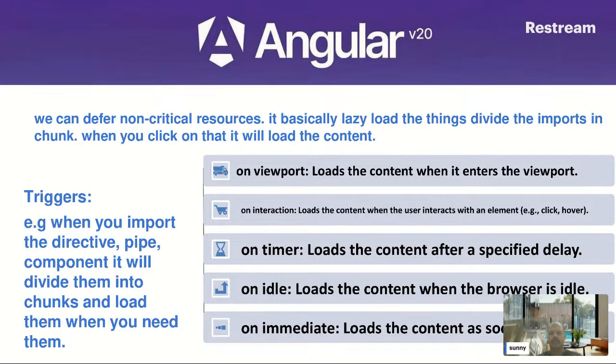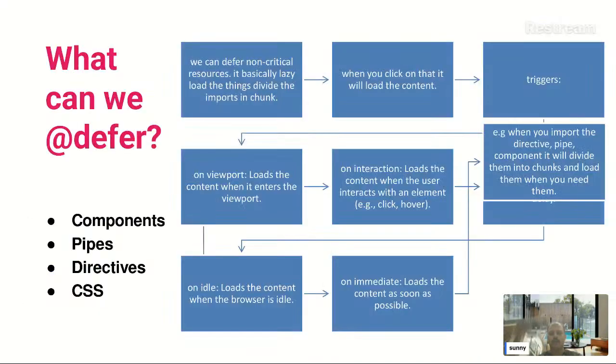There are different triggers. When you import the directive, pipe, or component, it will divide them and load them when you need them. So these are basically the help for all about the trigger. Here I added some descriptions. On the viewport, it loads the content when it enters the viewport. On interaction, when the user interacts. On timer, the content loads after a specified delay. And on idle, when the browser is idle. So there are different things that are used here to trigger the block that we lazy load.